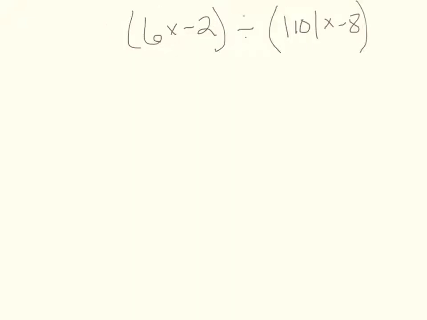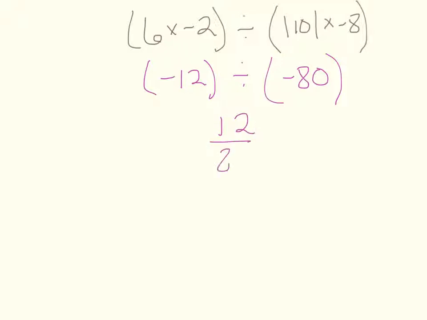Okay, once again we start with parentheses. In this first set we have 6 times negative 2, which is negative 12. Over here we have an absolute value of 10, which is 10 times negative 8, which is negative 80. Okay, you can look at this and tell that 12 is not going to get a whole number when you try to divide it by 80. So instead of doing it as a long division, write it like this.